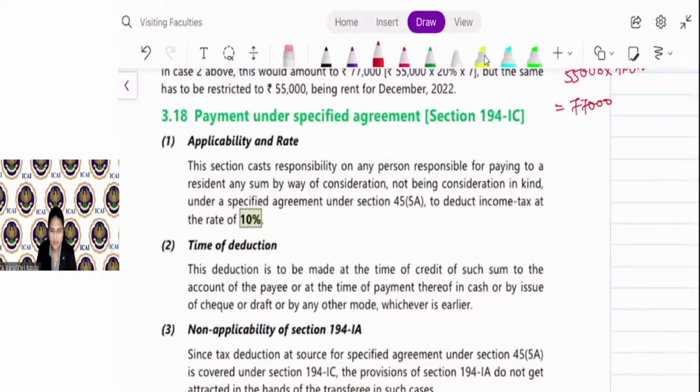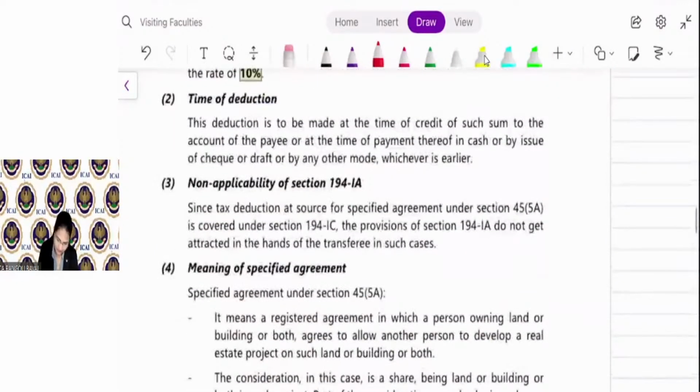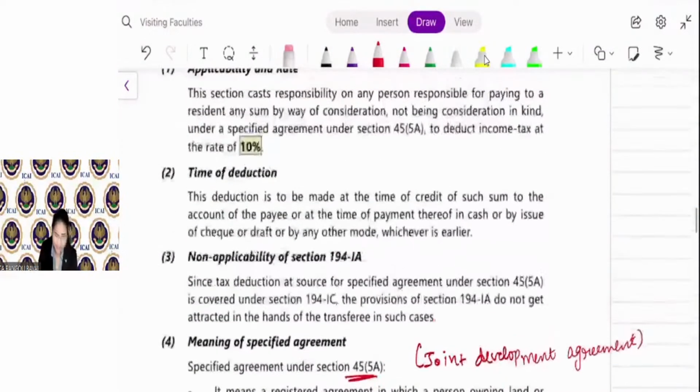Chalo. Next section is 194 IC, that is payment under specified agreement. Here, what is the meaning of specified agreement? Let us discuss that first. So, specified agreement is a joint development agreement which is covered under capital gain chapter.